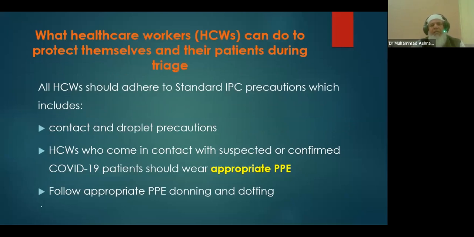Now, what can healthcare workers do to protect themselves and their patients during triage? All healthcare workers should adhere to standard IPC, infection prevention and control, precautions, which include contact and droplet precautions. Healthcare workers who come in contact with suspected or confirmed COVID-19 patients should wear appropriate PPE, personal protective equipment. Follow appropriate PPE donning and doffing. Donning means how to wear it, and doffing means how to remove it. All these healthcare workers should be familiar with donning and doffing of PPE.